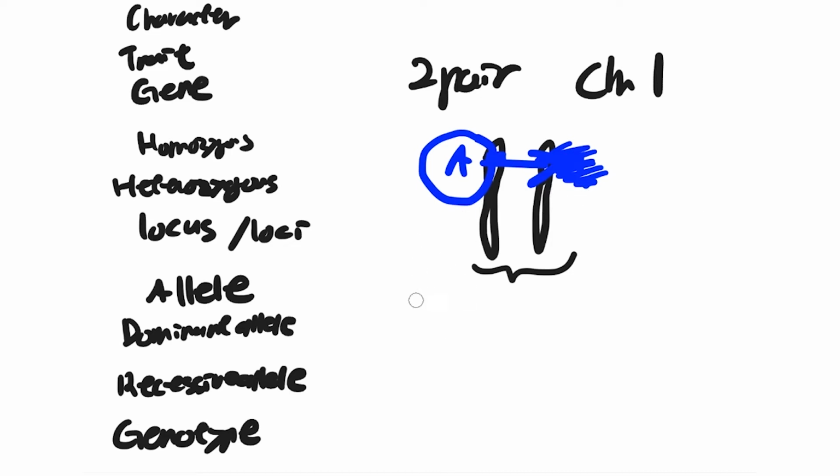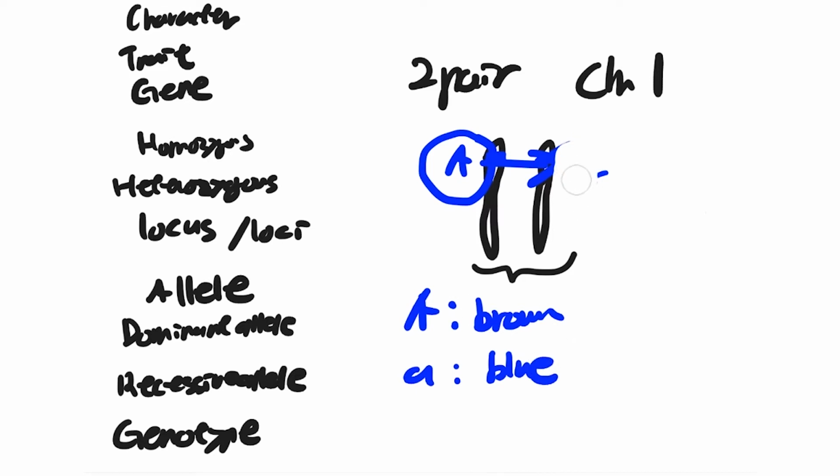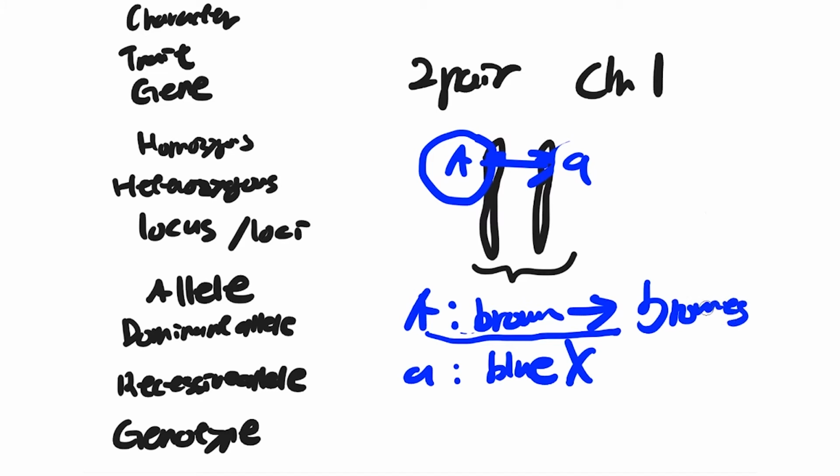Okay, so for example, let's say the allele big A codes for brown eye, and the small a codes for blue eye. So if this person has the allele big A and small a, the small a will not be expressed, and only the big A will be expressed. So if the person is heterozygous in eye color, this person is going to have brown eyes.